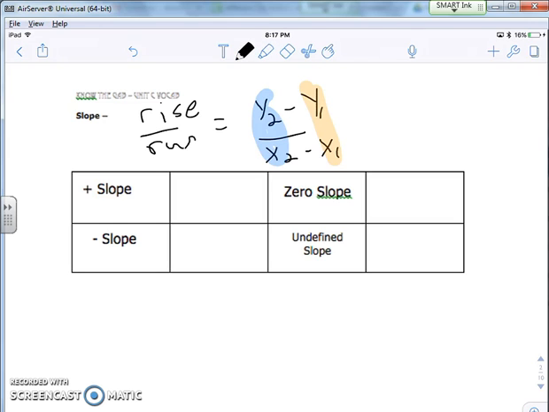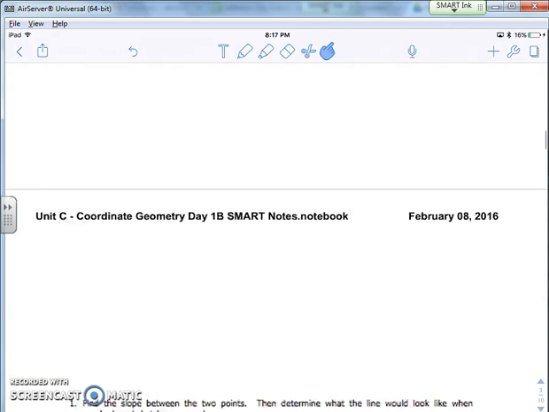Positive slope is a slope that goes up from left to right. A negative slope goes down from left to right. A zero slope is a horizontal line, and undefined is a vertical line. All review from Algebra 1.